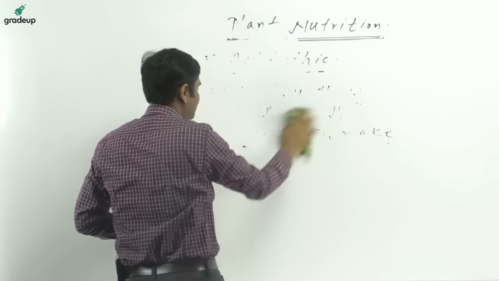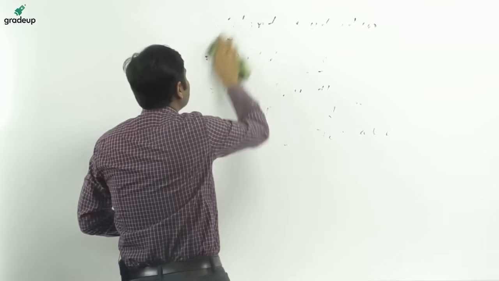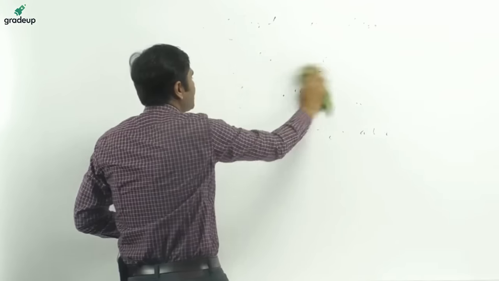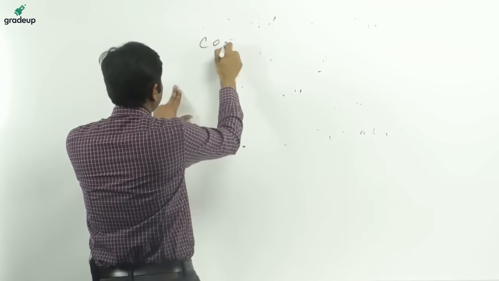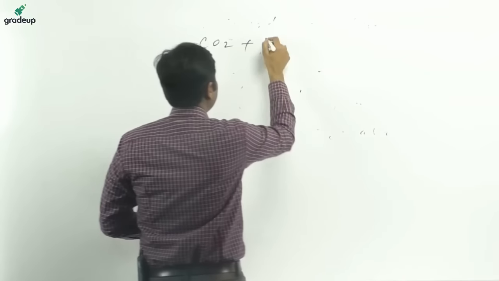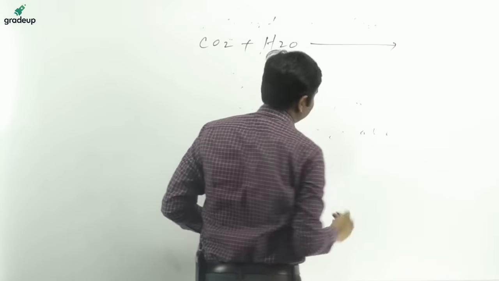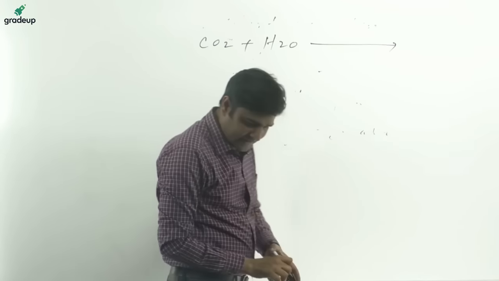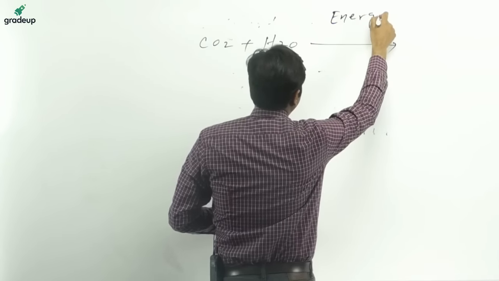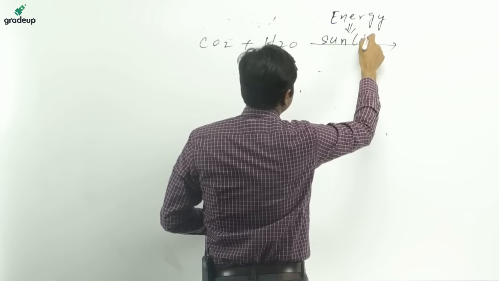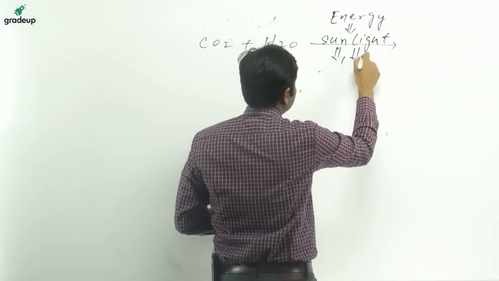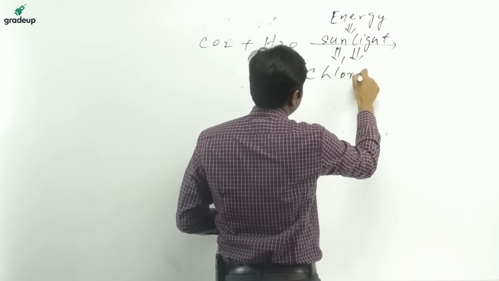What is photosynthesis? So plants absorb CO2 from atmosphere, carbon dioxide, and plants also absorb water from soil, and we need energy for making food. Plants receive energy from sunlight, and this sunlight is absorbed by chlorophyll.